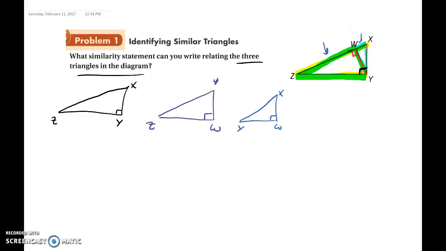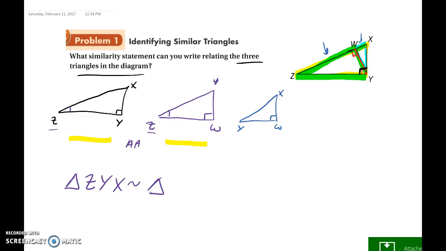Now we're first going to focus on these first two triangles. We have a right angle in both, and they both have that entire angle Z within their triangle, so this angle and this angle are congruent. By angle-angle, I'm able to make the similarity statement that triangle ZYX is similar to triangle... We know Z is congruent to Z, so Z has to go first. Y is congruent to angle W, so W will go second. And X is congruent to Y, so it would be ZWY. So we know those two triangles are similar.